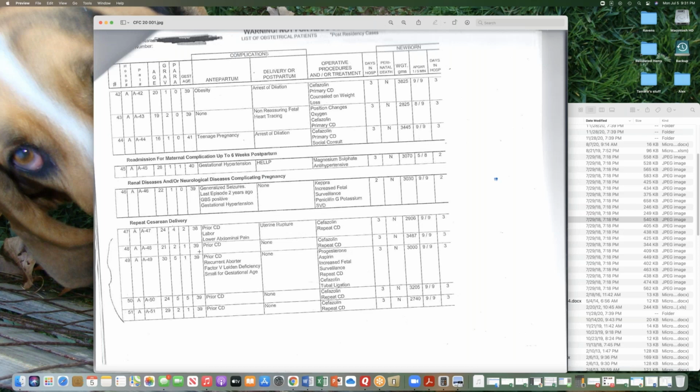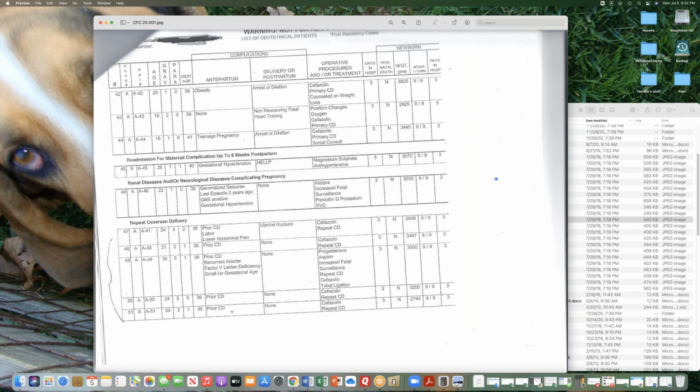You can also see here the prior CD. This person just put prior CD, and we don't know whether it's 1 or 2 for this patient number 47. For patient number 50, we don't know if it's 4 or 5. Actually, this gravidity parity is probably incorrect. But you can see why it's helpful to list the number of them.